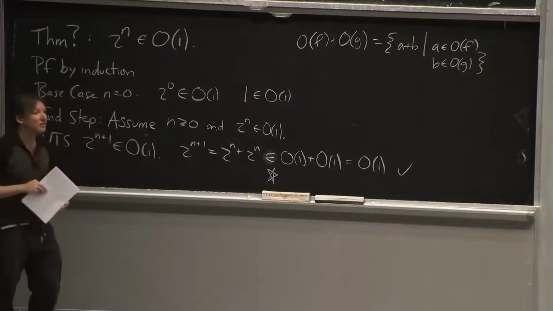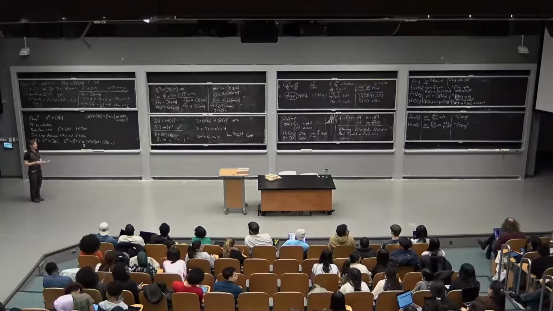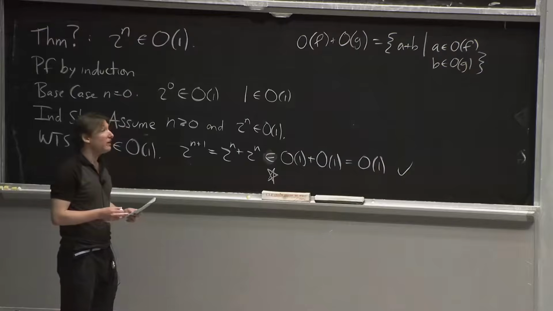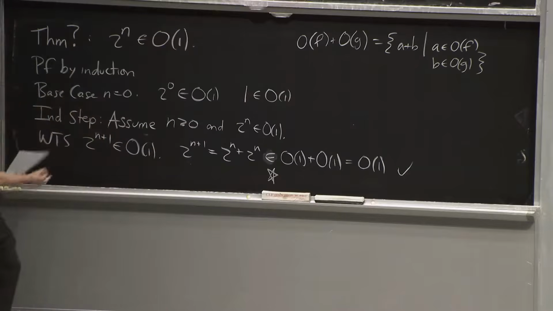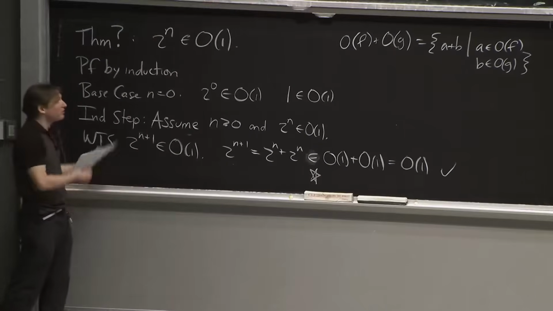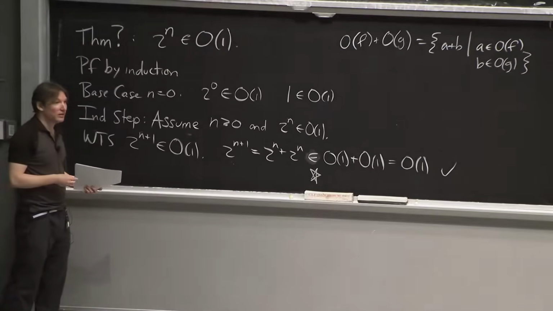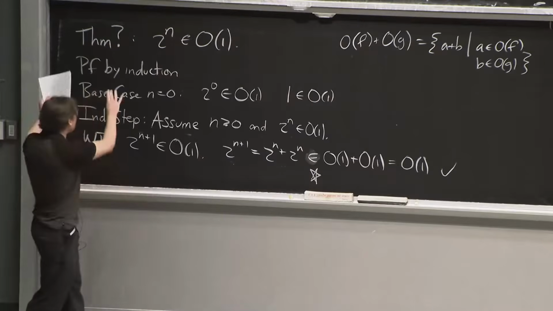Yes? I mean, you proved successfully that every number equal to 2 to the n is in O of 1, but you didn't prove the function. All right, so let me reiterate. I proved that every number 2 to the n is big O of 1 itself, but I didn't prove the function 2 to the n is big O of 1. That's exactly the idea. So let's see what we actually proved here.